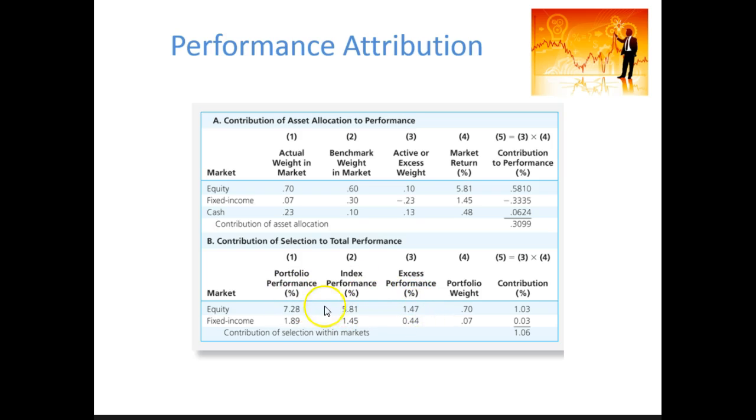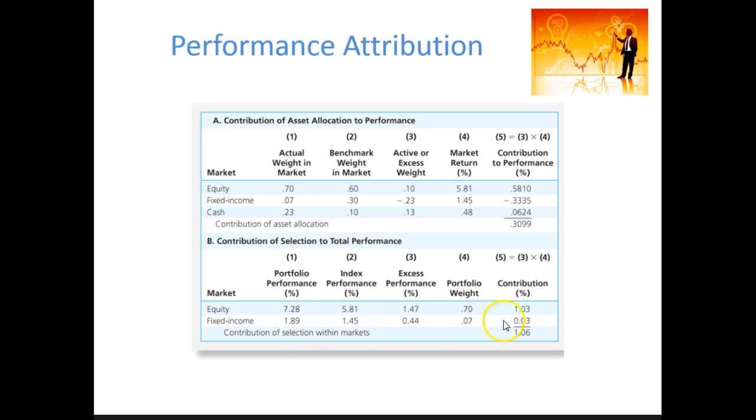So what we can do is look at the excess return performance in each asset class. In equities, we outperform the market by 1.47%. In fixed income, we outperform the market by 0.44%. Now we know that equities comprise 70% of our overall portfolio. So we outperform by 1.47% within an asset class that comprised 0.7 of our overall wealth. Hence that contributed 1.03% to our overall outperformance. In fixed income, we overperformed by 0.44%, although fixed income only comprised 7% of our total investment. Hence, that contributed 0.03% to our overall outperformance.